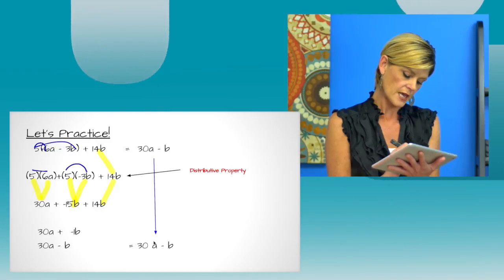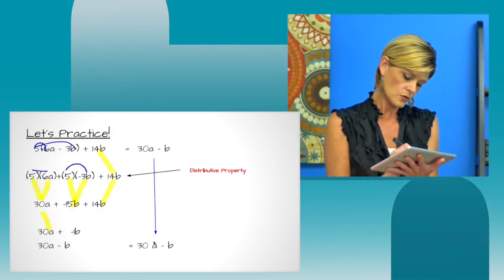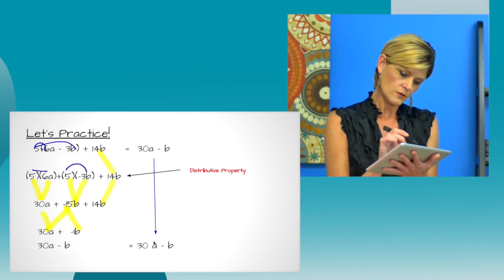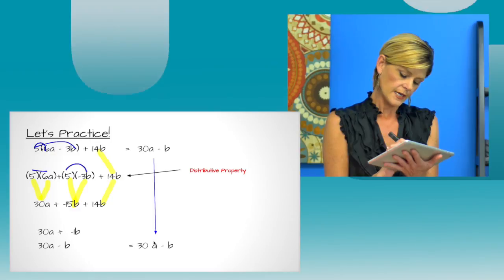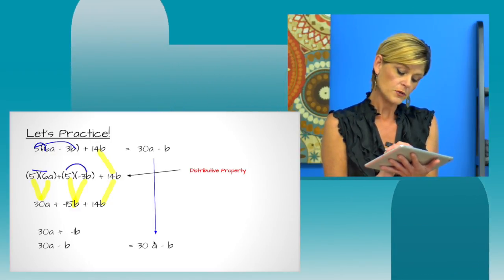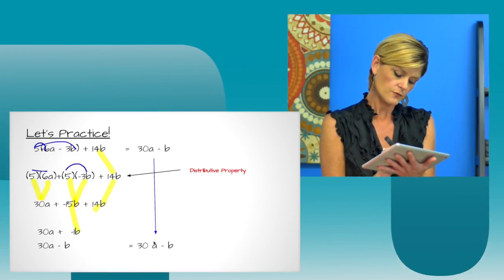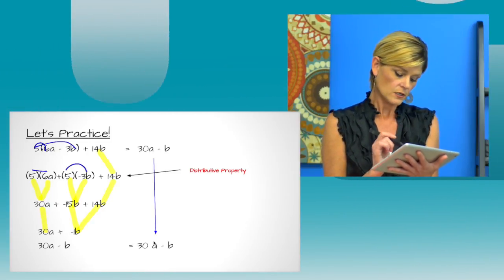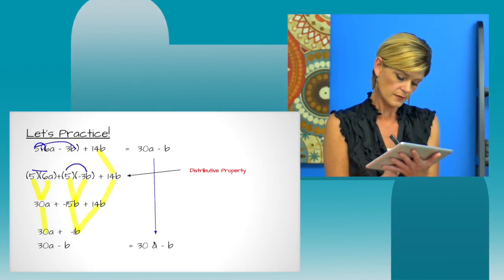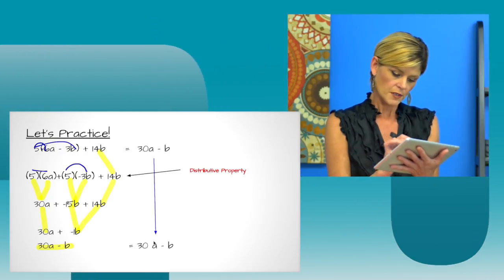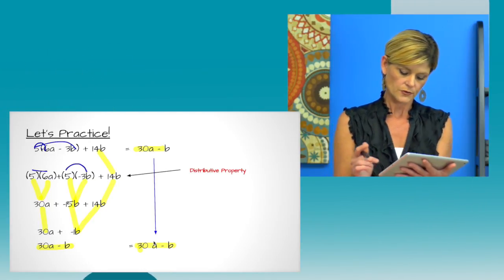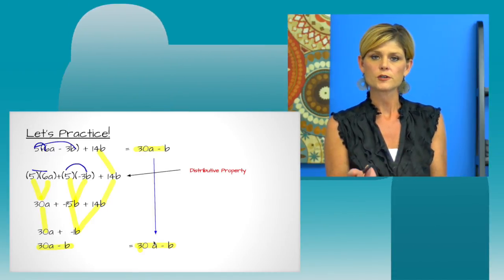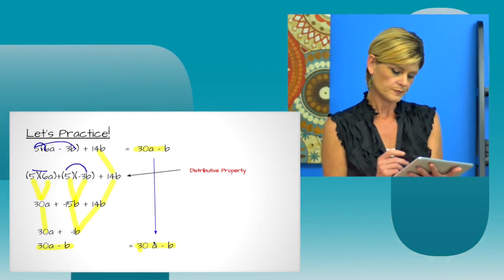And now we just solve. Let me back up. Okay, actually, let's start over here. Negative 15b plus 14b equals negative 1b. And then we bring our 30a down. 30a plus negative 1b actually equals 30a minus b. Well, is that equivalent? Yes, in fact it is equivalent, 30a minus b. So the distributive property and the order of operations helped us find equivalence.